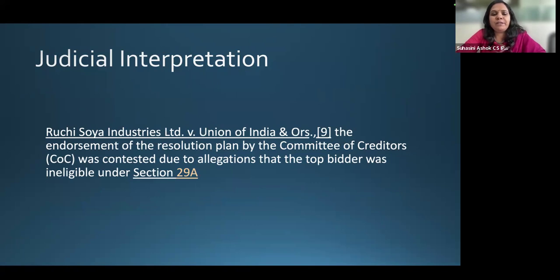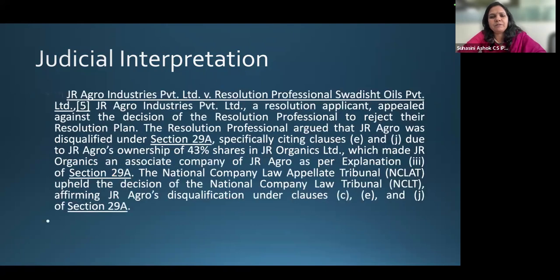Then we see Ruchi Soya Industries, where the endorsement of the resolution plan was contested due to allegations that the top bidder was ineligible under section 29A. Even in Ruchi Soya, if we see section 29A, one of the L1, L2 who was contesting said the top bidder was ineligible, and the process was again called for because of section 29A non-compliance.